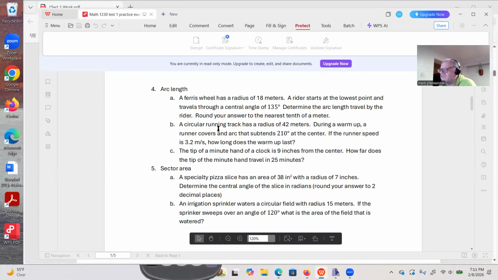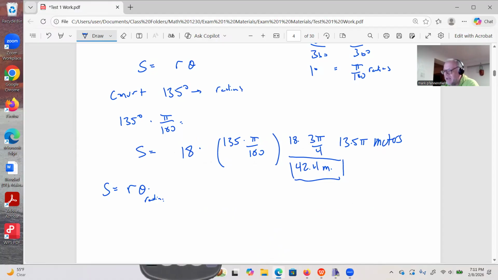So we have a circular running track of radius 42 meters. Okay, it sounds pretty big. During a warm-up, a runner covers an arc that subtends 210 degrees at the center. If the runner's speed was 3.2 meters per second, how long does the warm-up last? Let's go ahead and start dissecting this. So we have a radius of 42 meters. Let's write that down. That seems important too. So our radius is equal to 42 meters.